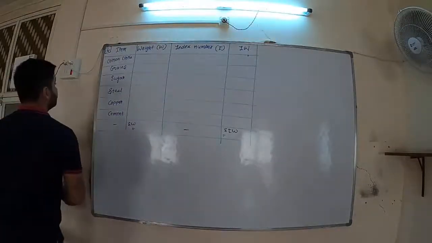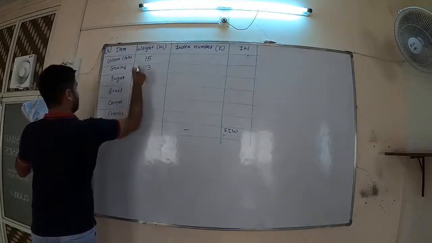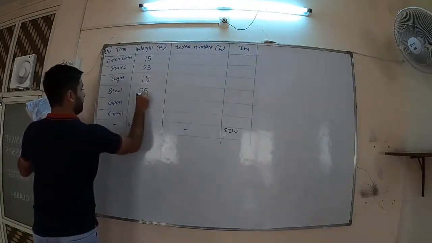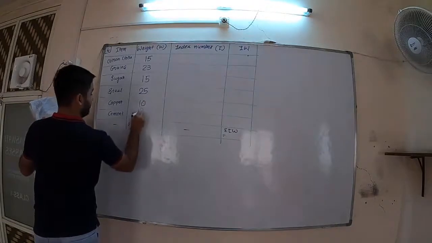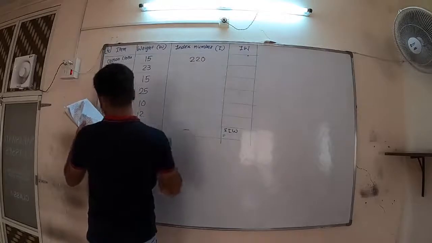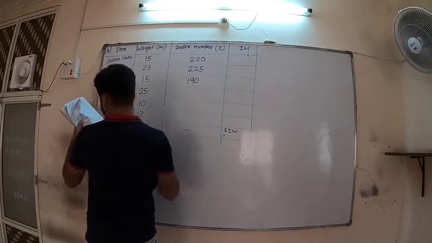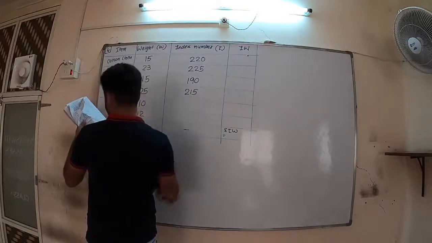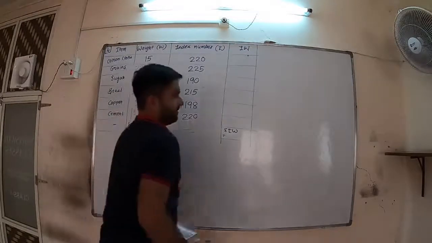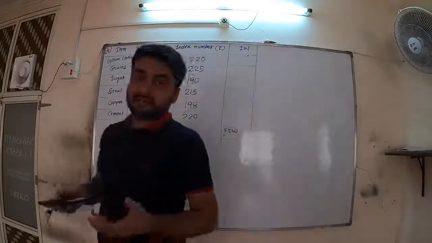Now I will write the data. 15, 23, 15, 25, 10, 12, 220, 225, 190, 215, 198, 220. We are having each and every data ready.